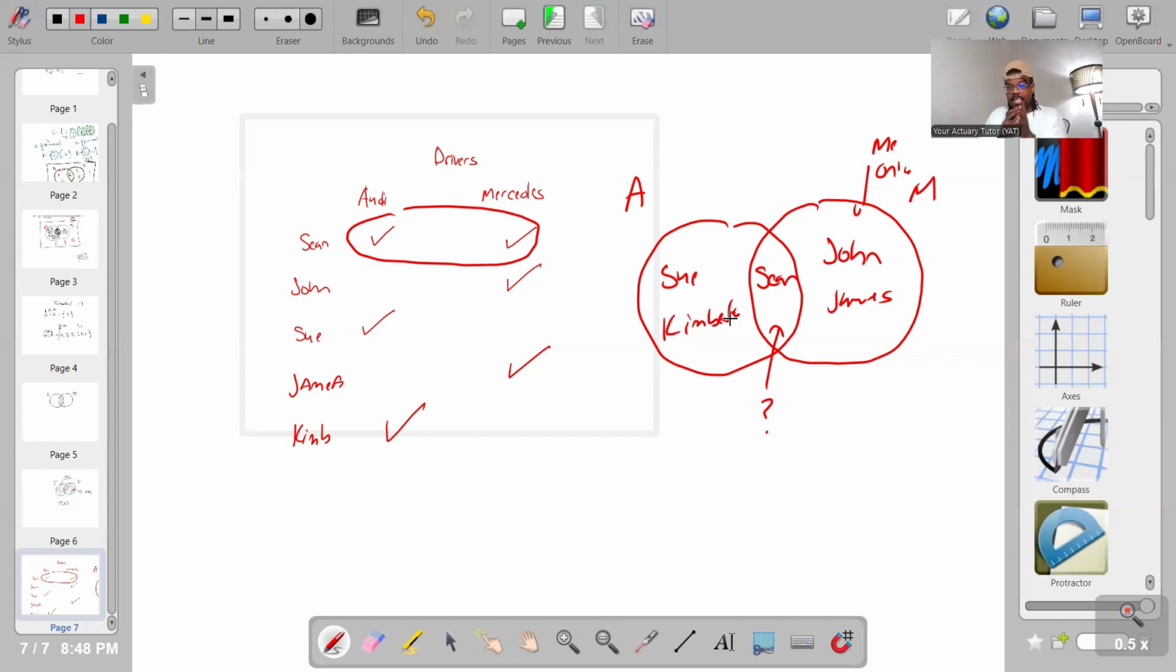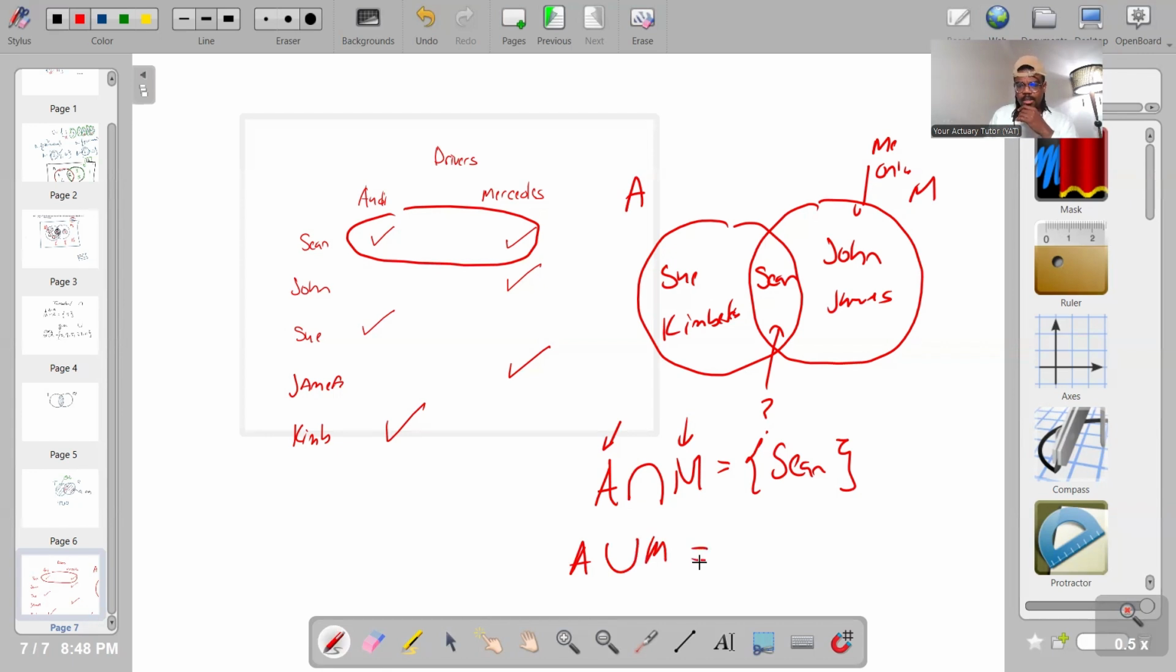I want everybody to understand this. If I wanted to know who drives an Audi and a Mercedes, that means intersection, which means you have to meet the criteria of this and the criteria of this. So who drives both of them? Just me. So you have a set with just me. Who drives the Audi or drives a Mercedes? That means more people. It's either they drive an Audi or they might drive a Mercedes or they might drive both of them. So we have 3 distinct, unique types of people.